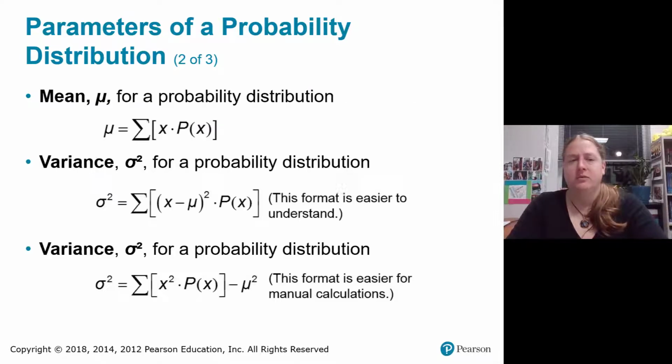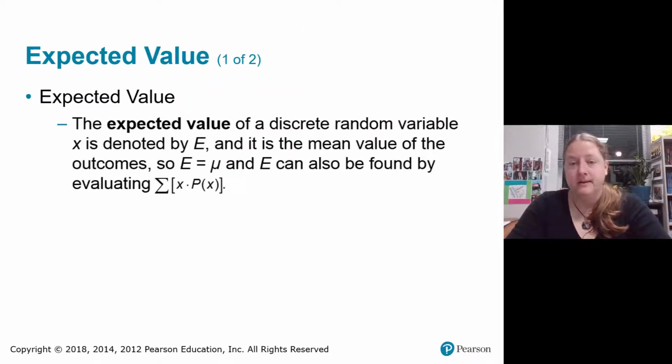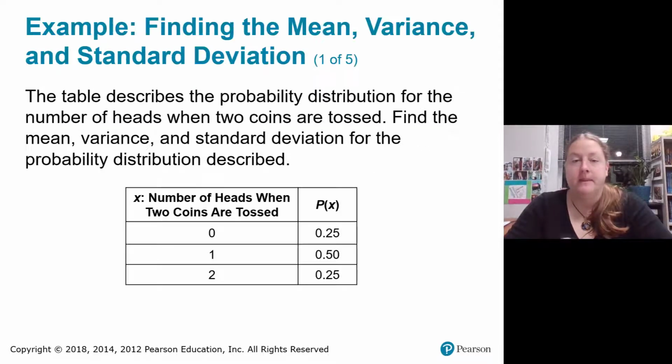All right. So really quick, our Greek letter review: the mean is represented by mu, our variance is sigma squared, and our standard deviation is sigma. All right. So expected value. The expected value of a discrete random variable is denoted by capital E. And it's the mean value of the outcomes. So it's what we might expect to happen. And since it equals the mean, we can use the mean formula to find the expected value.